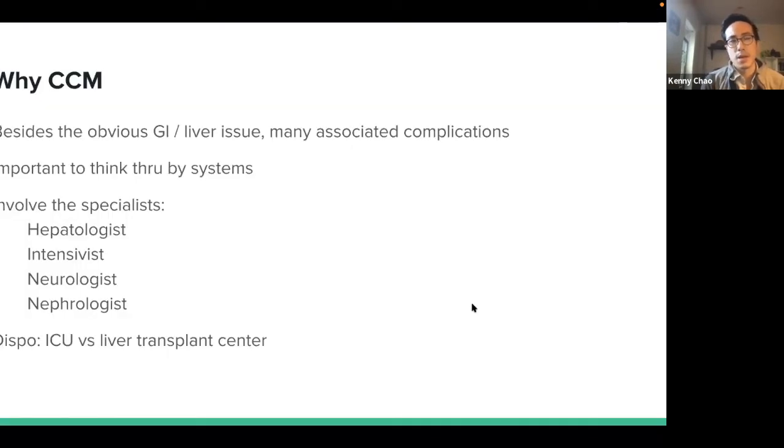So in terms of management, why critical care medicine? It's a GI/liver issue, but it has a lot of complications. I'm sure we all know that the liver does a lot of tasks that influence basically every system in the body. Because of that, it's important to think through the systems and involve your specialists as well: hepatologists, ICU, neurologists, nephrologists if needed. And then come up with a dispo plan, either ICU versus a liver transplant center.